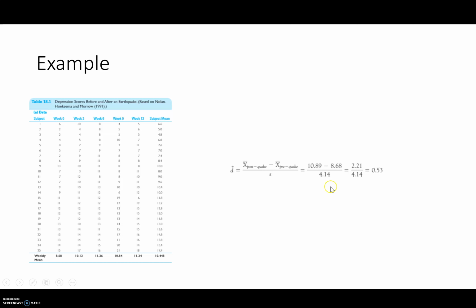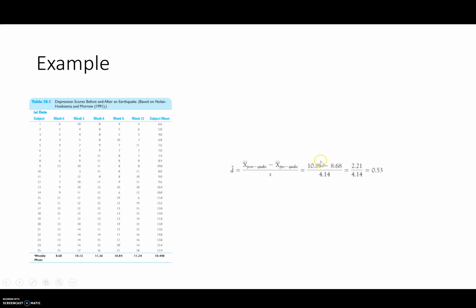Here in this case, we've done post minus pre. Okay, so this is looking at the size of the increase in depression severity scores, which makes sense. Based on this study, we'd want to look at the increase after an earthquake, as we would hypothesize that there's an increase. If it's something that's looking at a decrease, maybe you'd want to do pre minus post. And then this is the degree of the increase in depression severity scores, 0.53 standard deviations.